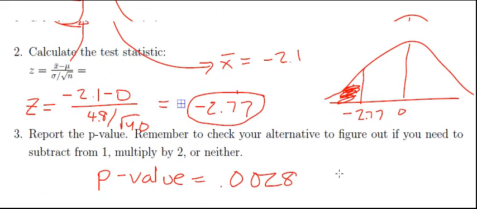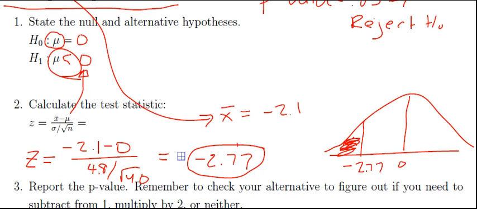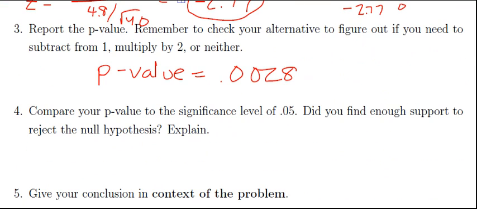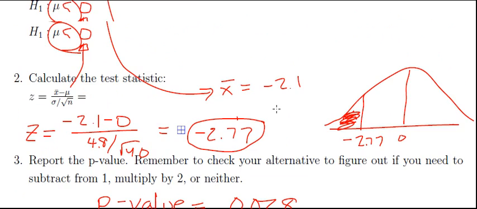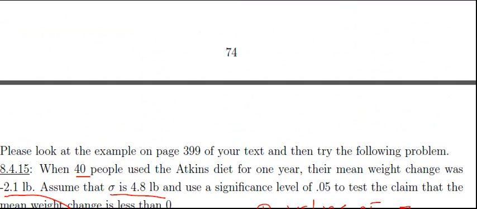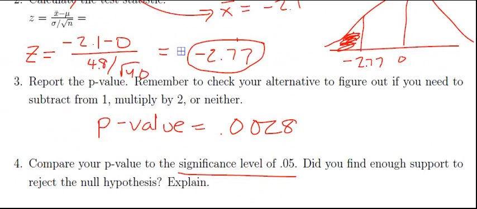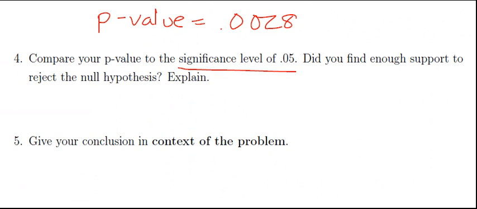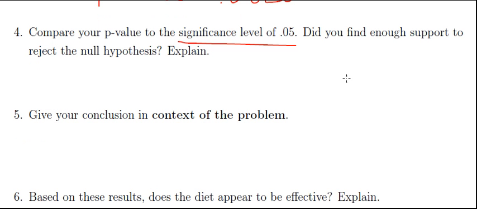Alright, and so because this is less than, I don't need to subtract from 1. That's called the left tail, and so that's my p-value. We want to compare that to the significance level of 0.05. The p-value is less than 0.05, so I know I'm going to reject H naught. Okay, so yes, my p-value was less than 0.05. I reject H naught.